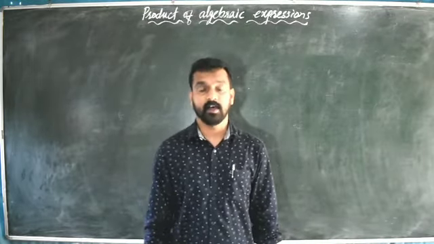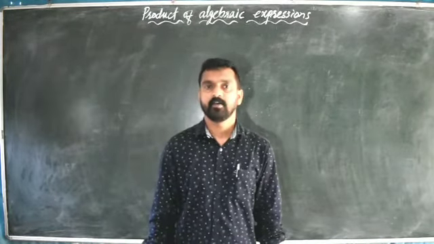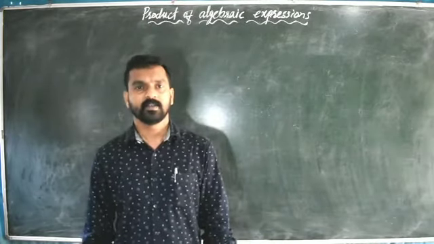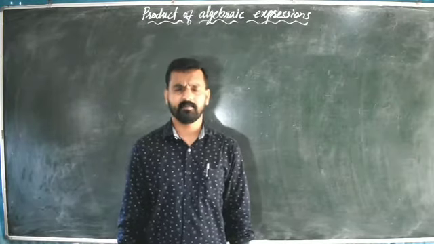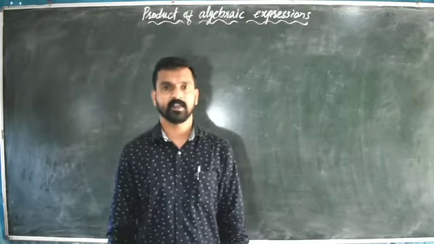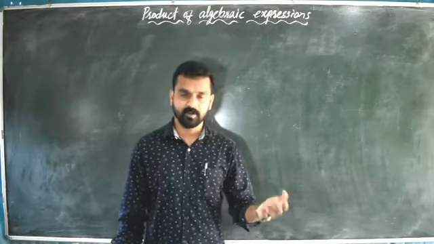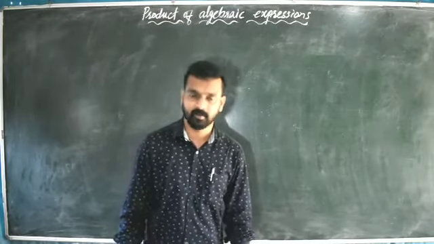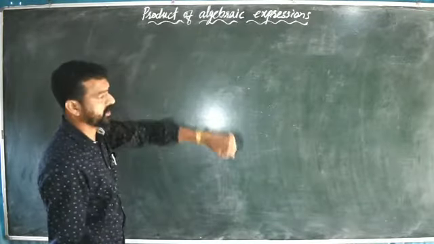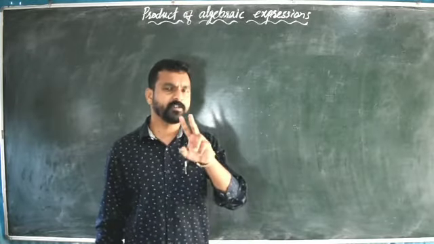According to the number of terms in an algebraic expression, we have classified it into four: monomial, binomial, trinomial and polynomial. So how can we multiply two monomials, or two binomials, or two trinomials, or two polynomials, or a monomial and a binomial, or a monomial and a trinomial, or a monomial and a polynomial? These all we are going to study here: product of algebraic expressions. First, let's see how we can multiply two monomials.